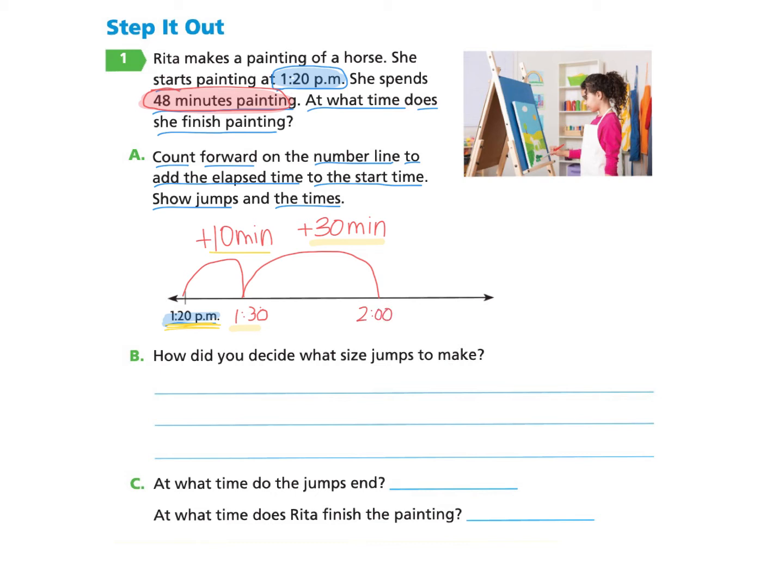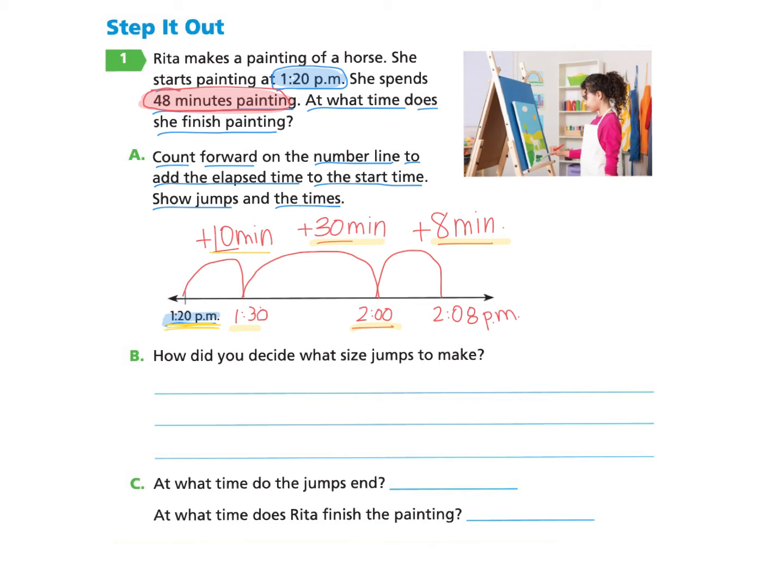So now I have 30 minutes painting, which makes 40 minutes. So I know that there are 8 minutes left of painting. So I can draw 8 minutes and add an 8-minute jump to 2 o'clock, and I know that I will arrive at 2:08 p.m.